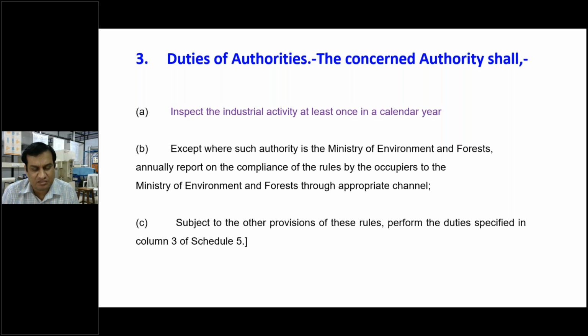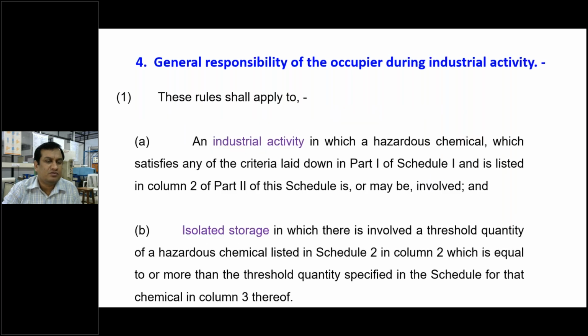So there are some exceptions. If MOEF is there, then there is some exception. That is the Ministry of Environment and Forest, and it is subject to other provisions of this rule, to perform the duties specified in column 3 of Schedule 5. So what exactly the industrial activities are, what exactly the inspection should be, and how this MOEF has guided you about this inspection, all these things are given under this Schedule 5.